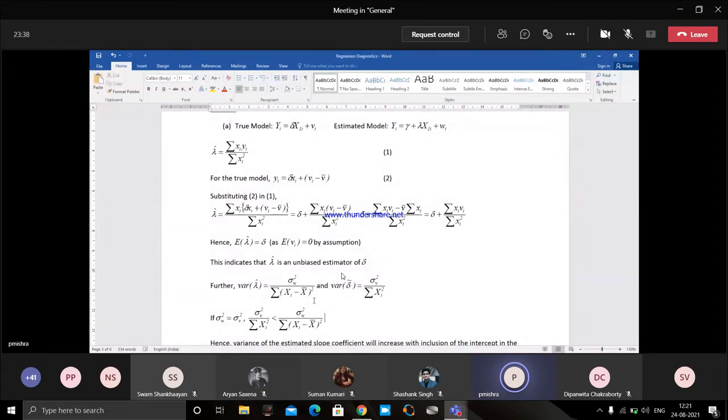Now what will happen if the situation is reversed? That is, we have the true model like this and we are estimating the model without the intercept. The original model has an intercept, but we are estimating the model without the intercept. Again, the statistical properties in terms of the complexities in estimating the model, we have discussed in detail.